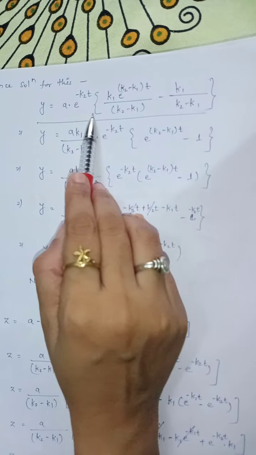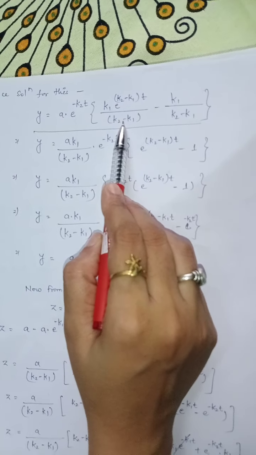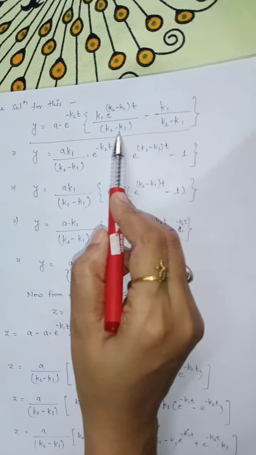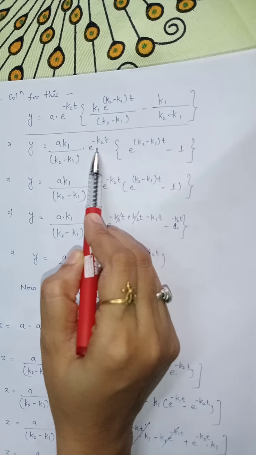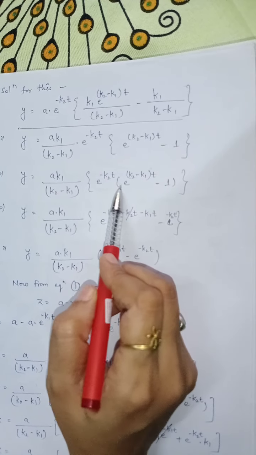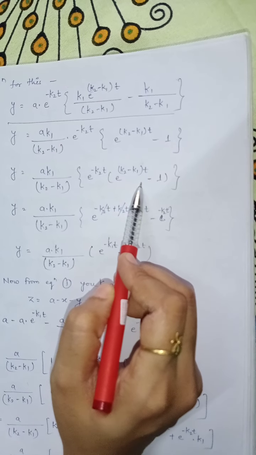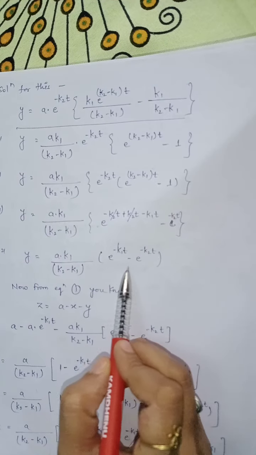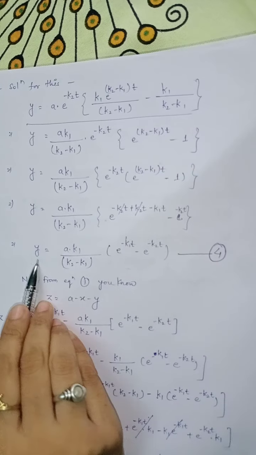Now you see the terms. For simplifying, we take a common term: we take this term common from the denominator, and from the numerator you can take this exponential term common. After that you get this equation, and again we have to rearrange. We multiply this exponential term into the bracket terms, and after solving and cancelling out, you get this equation as the final equation. This is the equation from which you get the value of y.